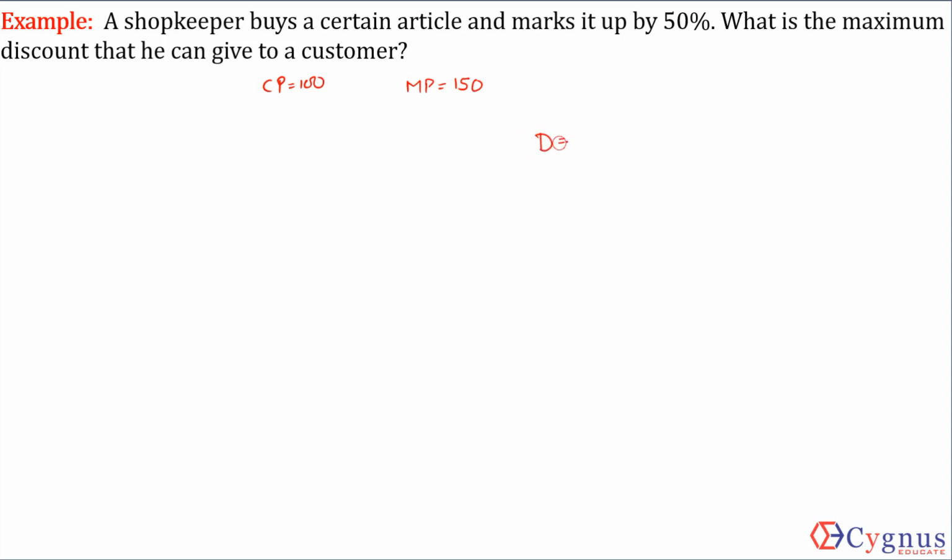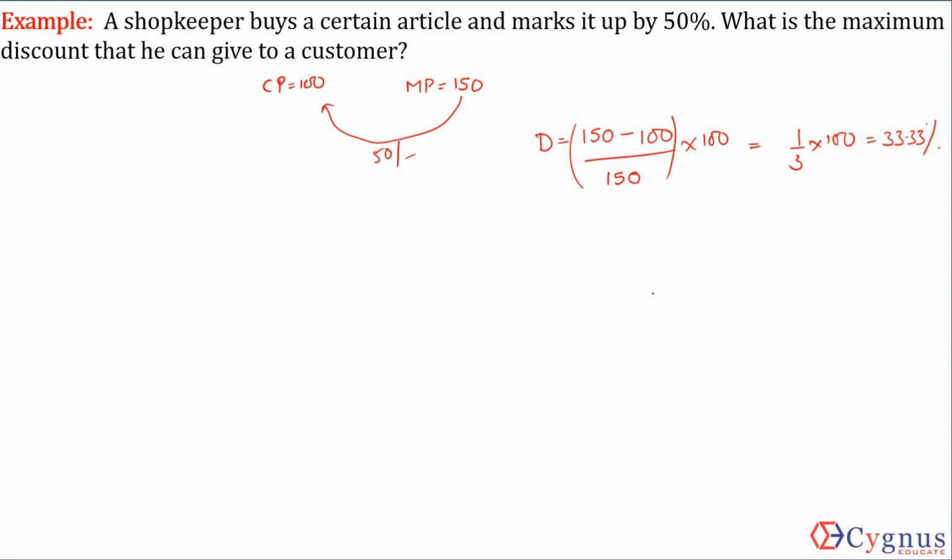Discount is always given on what? Mark price. I can give maximum discount of how much? 50 rupees, because my cost price is 100. I cannot sell it for less than 100 rupees. So the mark price is 150. Selling price can become how much? 100. Discount is always calculated on mark price. So this becomes the formula to calculate discount percent. You get 1 by 3 here. 1 by 3 into 100 is how much? 33.33%.